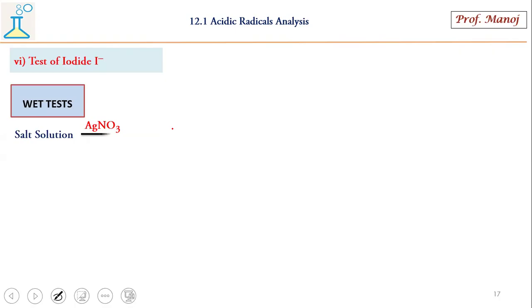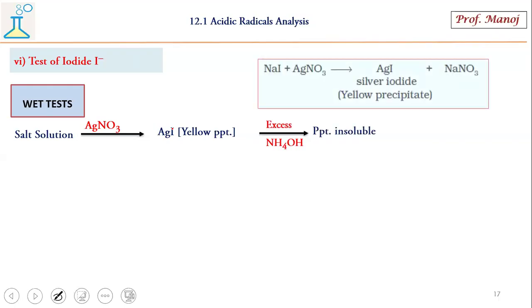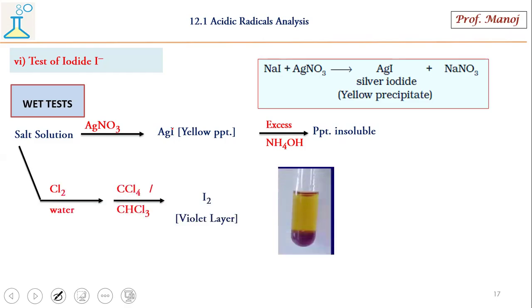Salt solution is treated with silver nitrate. Yellow precipitate of AgI is produced. With excess of NaOH, PPT is still insoluble, once again due to high KSP value. And when treated for chlorine water carbon tetrachloride test, it gives you violet color. Now in the photograph, you can see this is iodine, which is dissolved in organic solvent, and this portion is the aqueous part. CCl4 is water insoluble, immiscible rather, so that's why it has created two different layers.